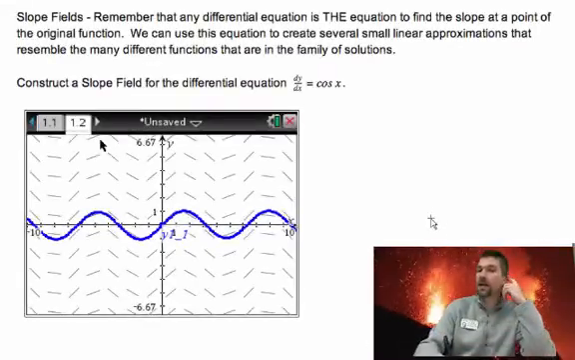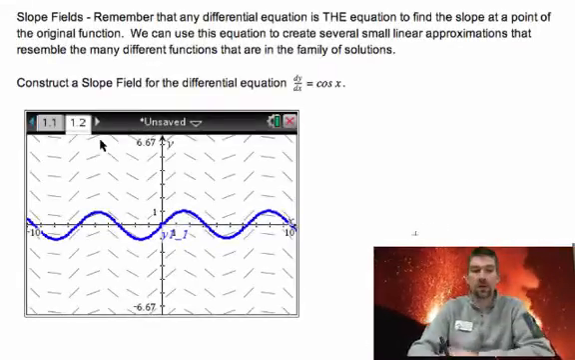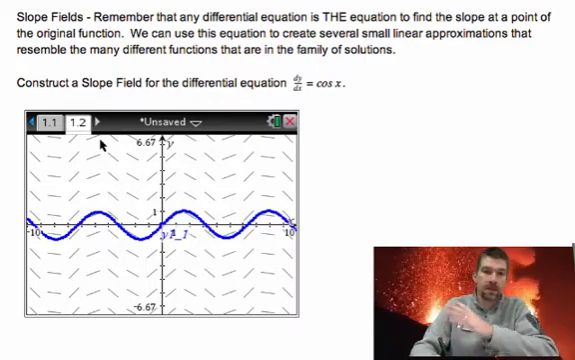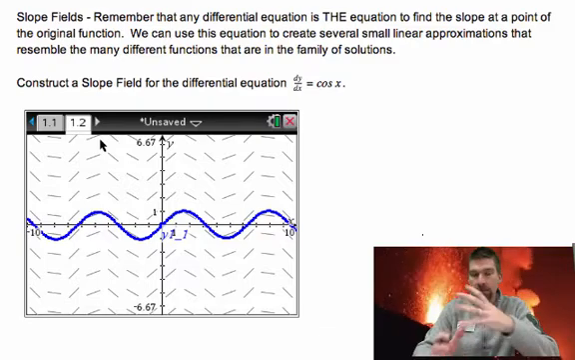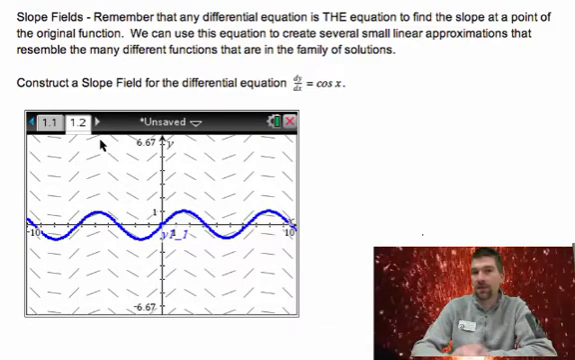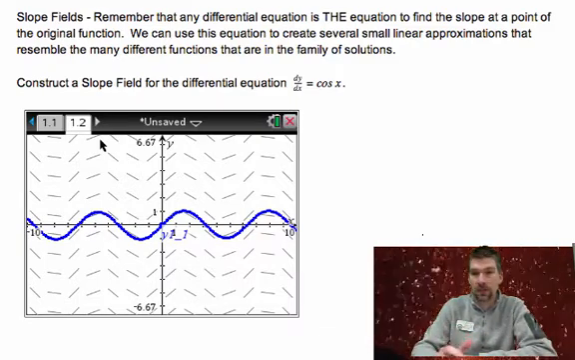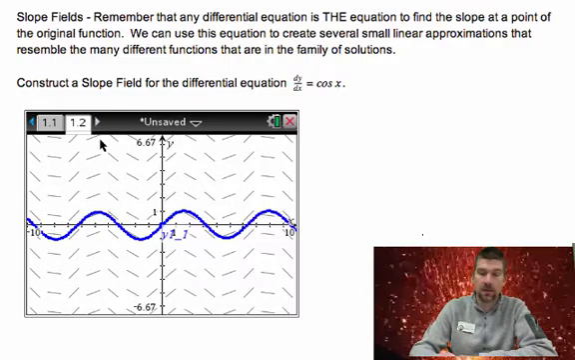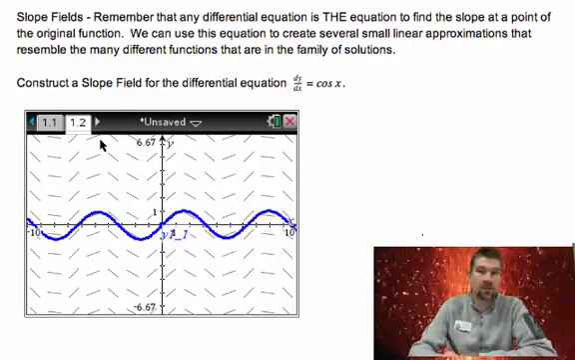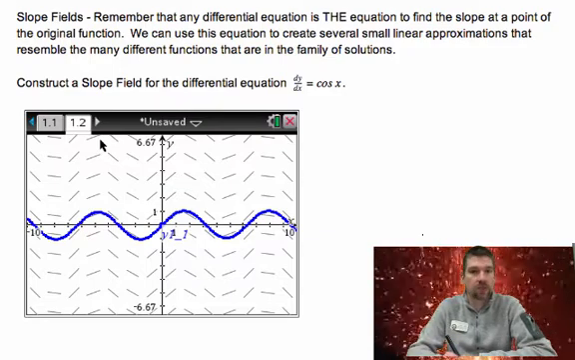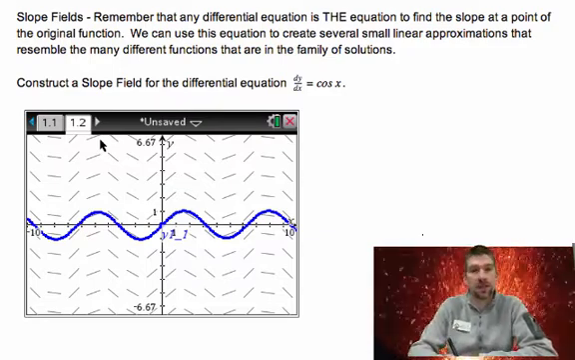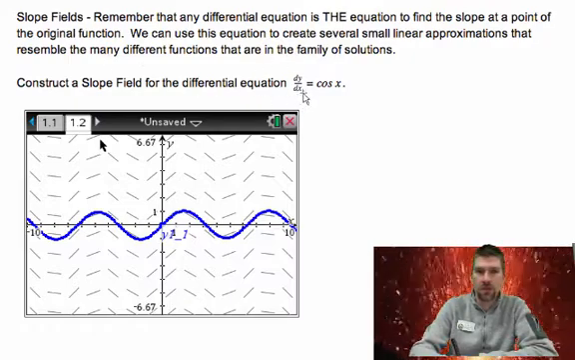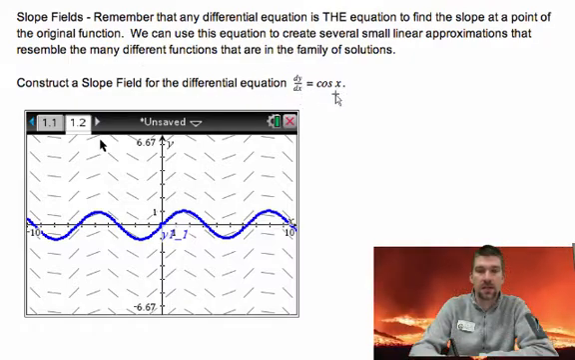All right, on this problem, what we're going to do is look at what's called a slope field, and basically a slope field is best summed up by this: remembering that any differential equation is the equation to find the slope at a point of the original function. Then we can use that equation to create several small linear approximations that resemble the many different functions that are in a family of solutions. So construct a slope field for the differential equation dy/dx = cosine x.